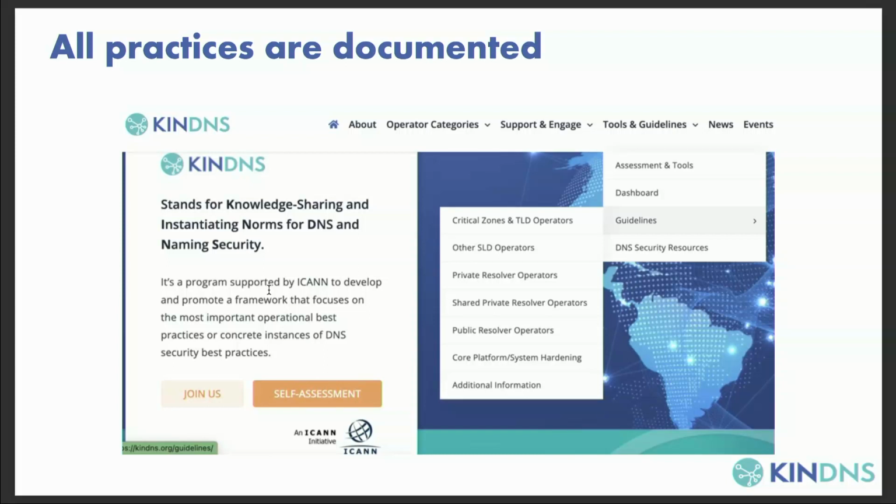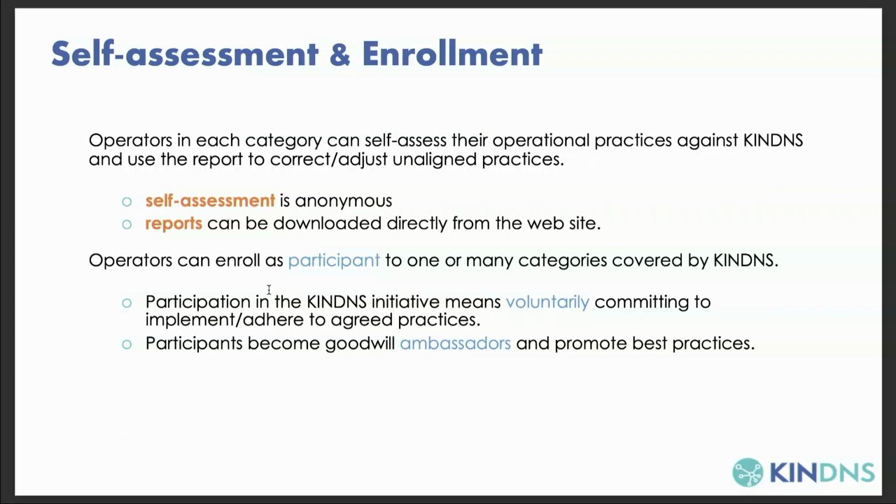kindness.org/guidelines, where you can go to the tools and guidelines and see where you belong, what kind of operator you are, and then follow those instructions, which are phased. First of all, you can do a self-assessment. The self-assessment is anonymous, and reports can be downloaded once you go through the assessment. Operators can enroll as participants in one or many categories, depending on what kind of services you offer as an operator.